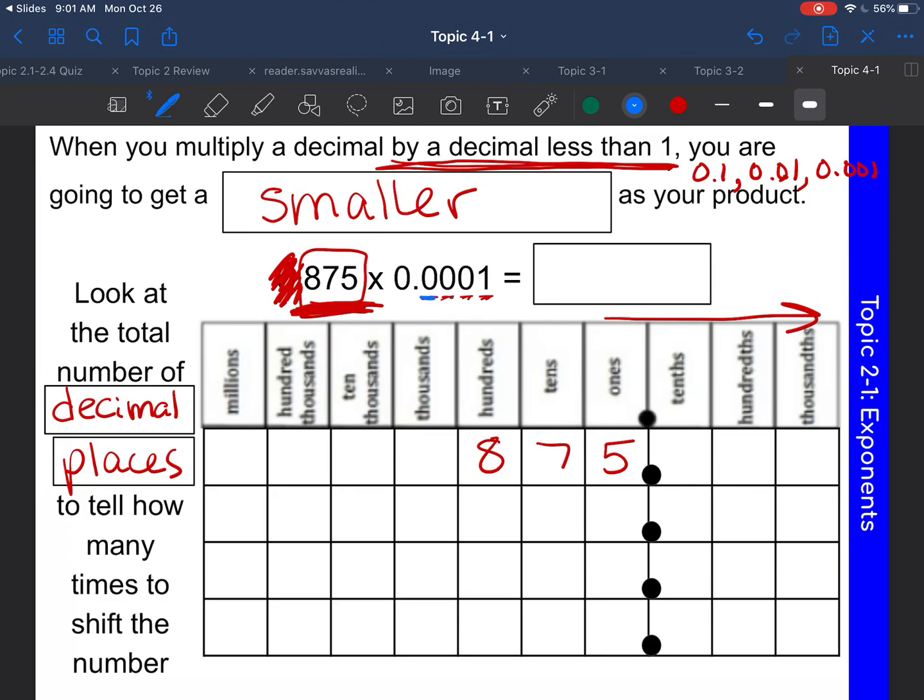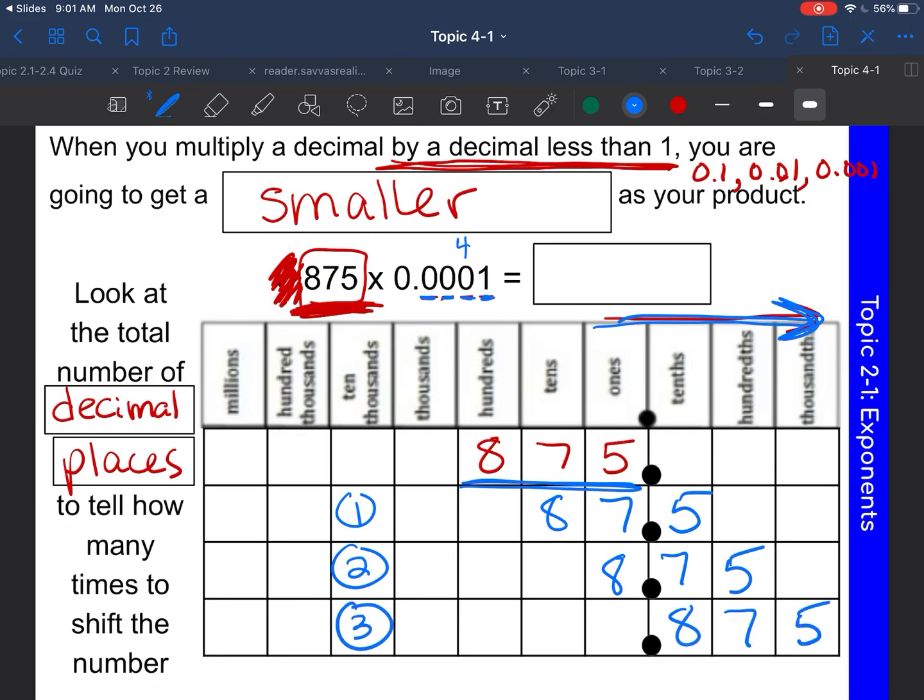In 1/10,000th, how many decimal places do we have? We have 4 decimal places. So we're going to shift 875 4 times through the place values towards the smaller numbers, because we know we're getting a smaller number as our answer. We're going to shift it once, which looks like this. We're going to shift it twice, which looks like this. We're going to shift it 3 times, which looks like this. And we're going to shift it one more time, and you're actually running out of room on this.